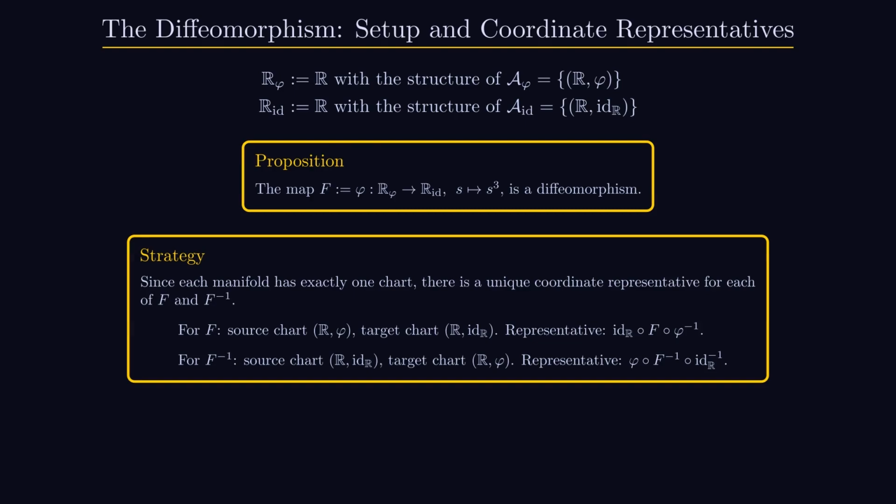For F, going from R_phi to R_ID, the source chart is phi and the target chart is the identity. The coordinate representative is identity composed with F composed with phi inverse. For F inverse, going from R_ID to R_phi, the source chart is the identity and the target chart is phi. The coordinate representative is phi composed with F inverse composed with the identity inverse. Both computations are carried out on the following slides.